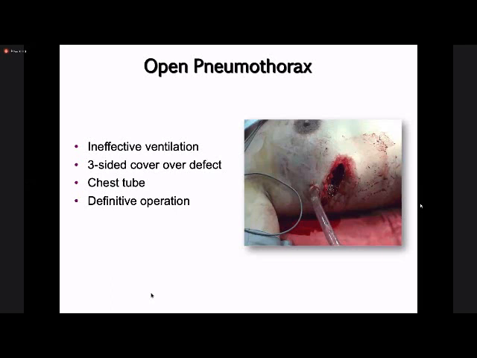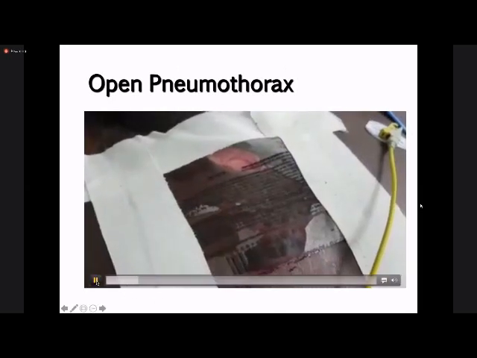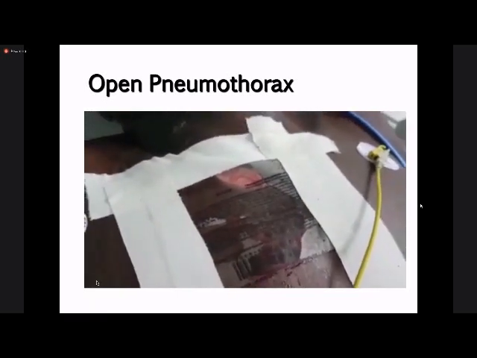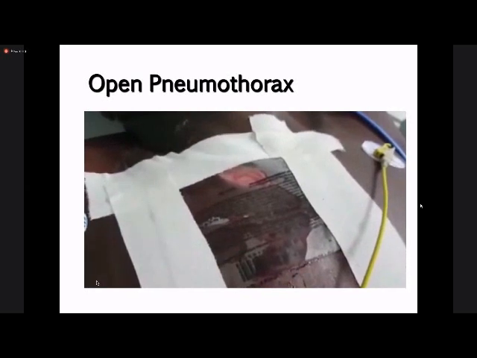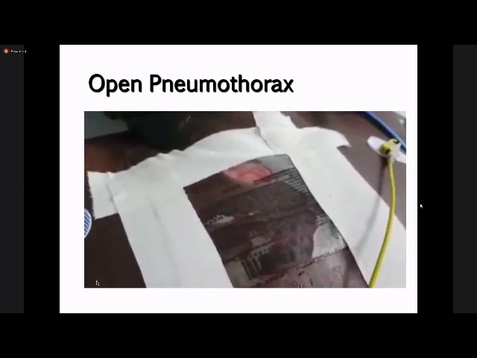What is the management? Immediately you need to cover the wound with a 3-sided plaster, applying plasters on 3 sides. Here you see this patient has an open chest wound and this plaster has been applied. Can you see the air escaping out from the bottom end? But air cannot get sucked in now. So this is what you call a dressing with plasters on 3 sides.